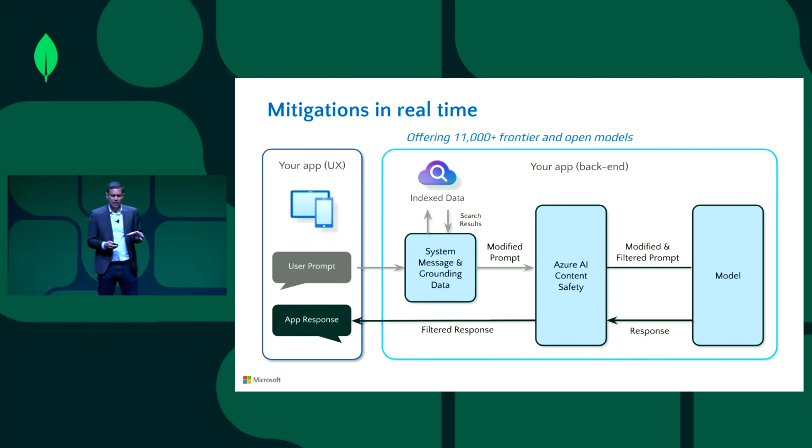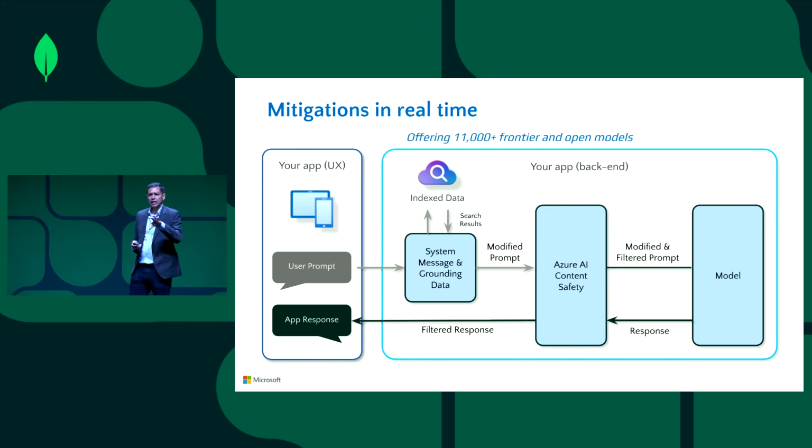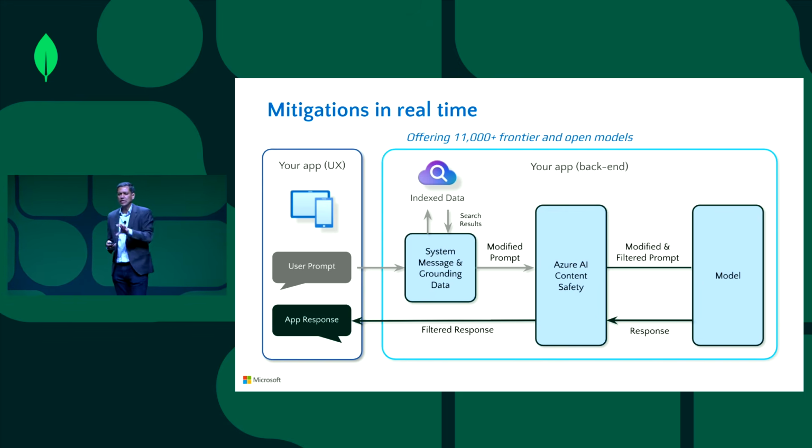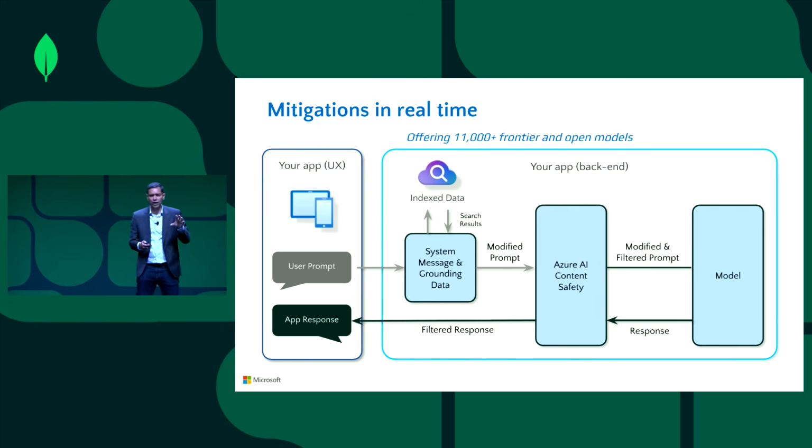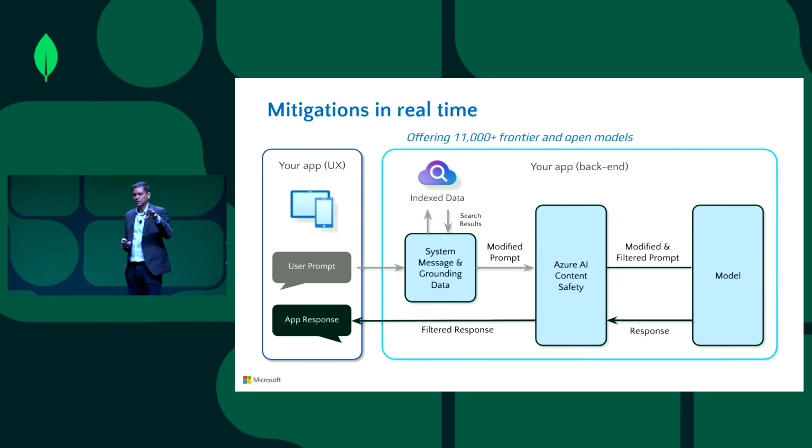Now let's look at how all these come together to provide safety in real time. And by the way, I'm going to show some of these in the demo. It all starts with your application front end, where the user provides a prompt to your application. On your application back end, the prompt gets combined with a system message and grounding data. This grounding is the part where Azure AI Foundry and MongoDB Atlas integrate, because here Azure AI Foundry is doing a vector search from MongoDB Atlas to bring your data and ground the response in real data.